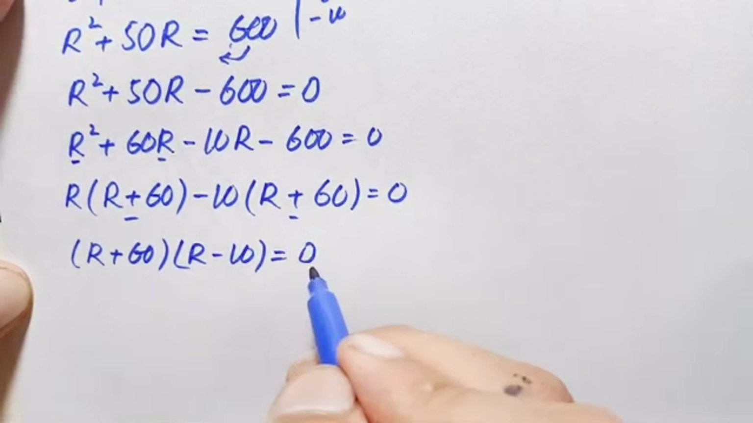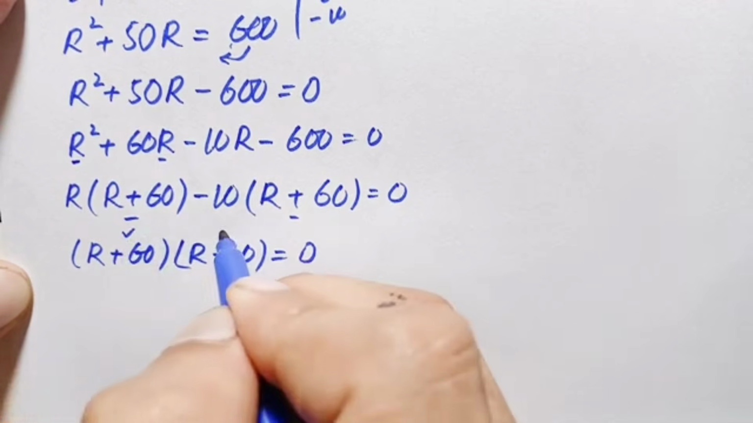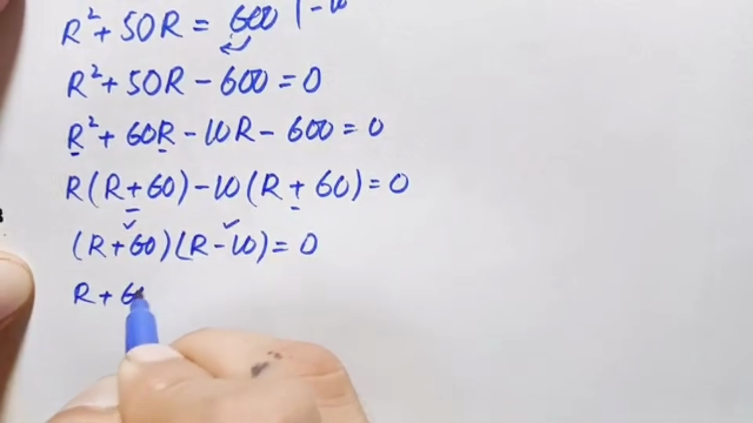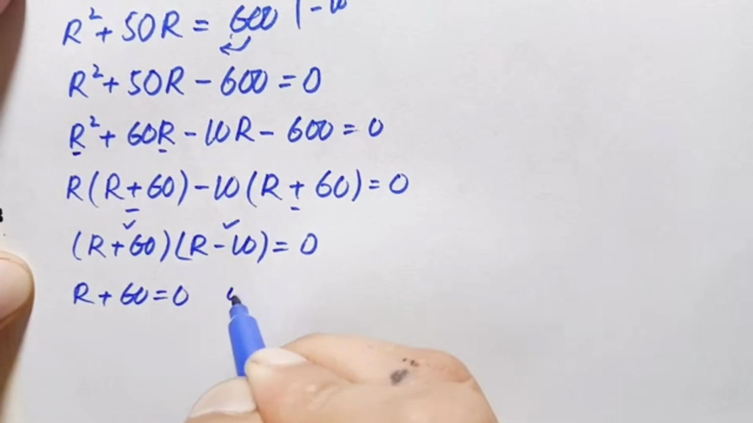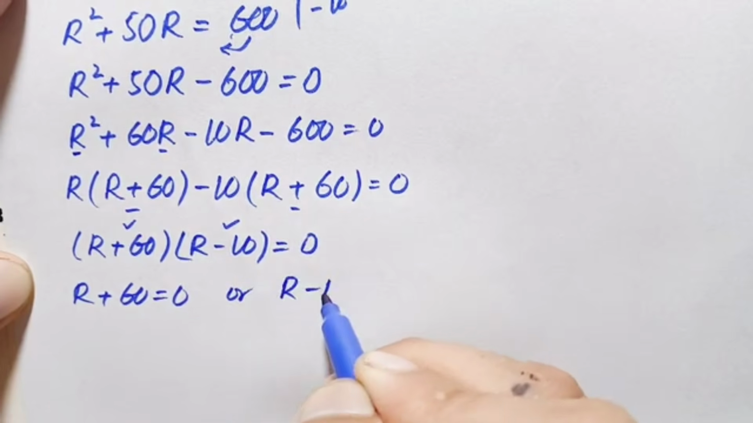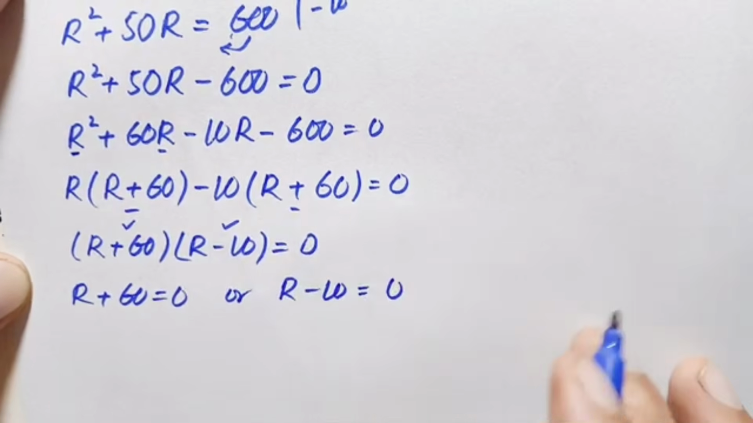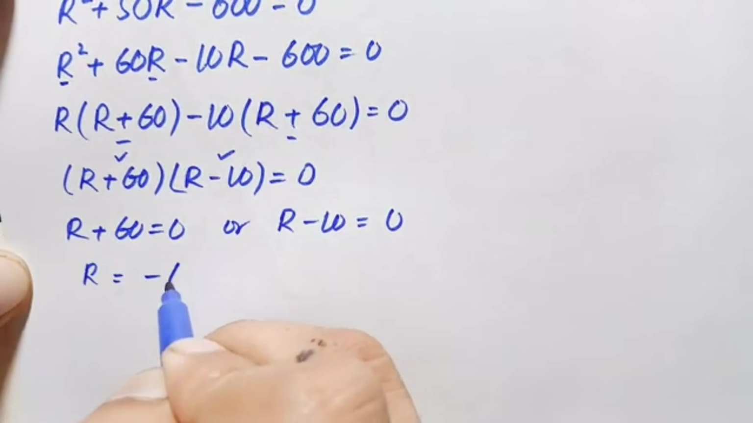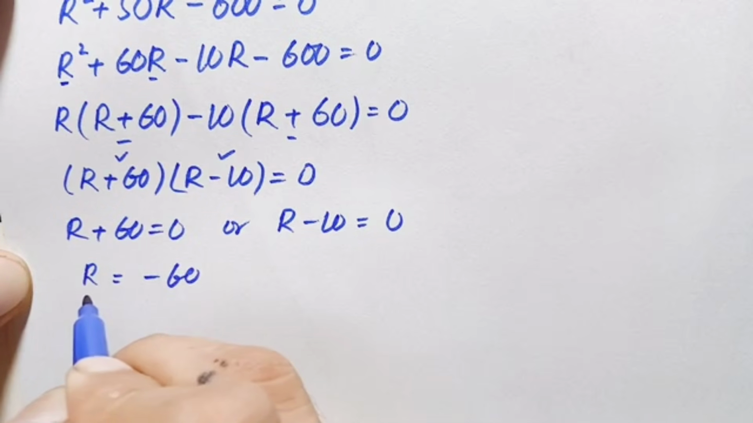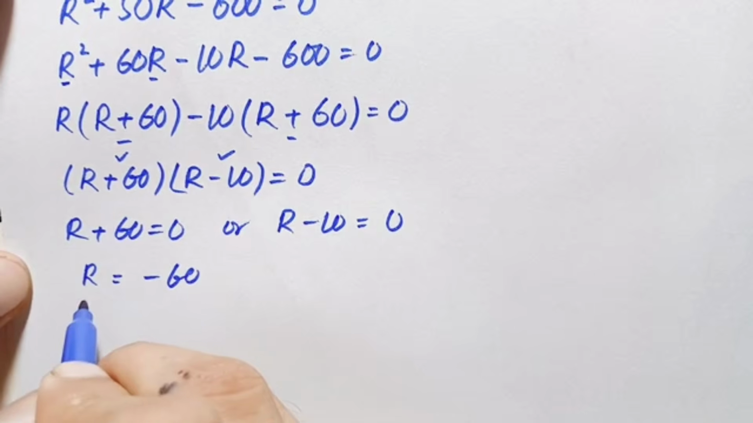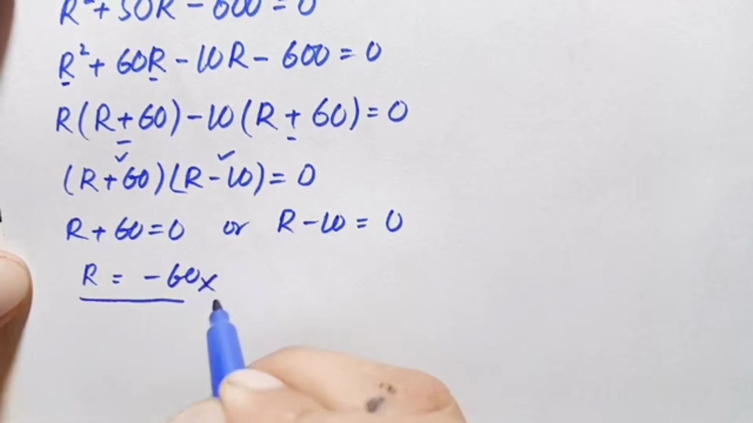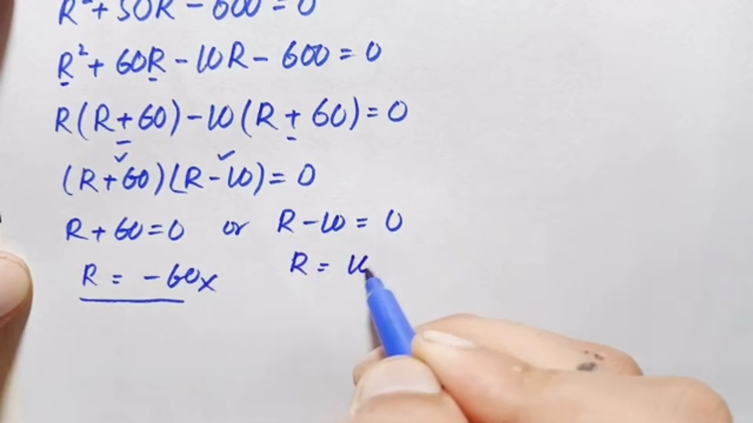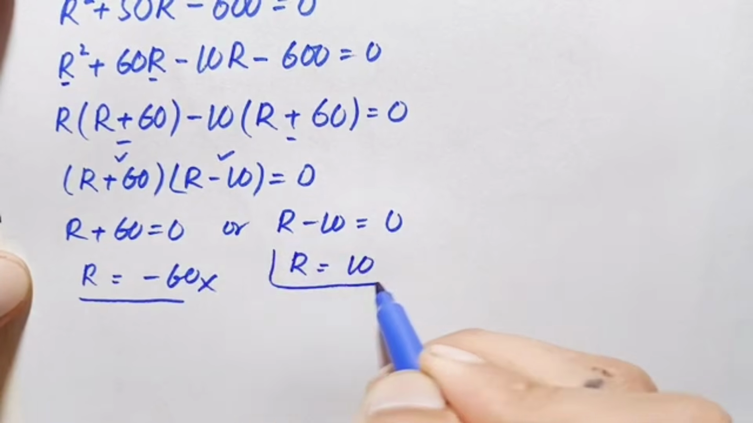Now here the product is 0, so either this expression will be 0 or this one will be 0. So from here we will get r plus 60 is equal to 0 or r minus 10 is equal to 0. This will become r is equal to negative 60. Now here, since r is the radius of the circle, it cannot be negative, so we will reject this value of r, and this will become r is equal to 10. So this is the correct value of r.